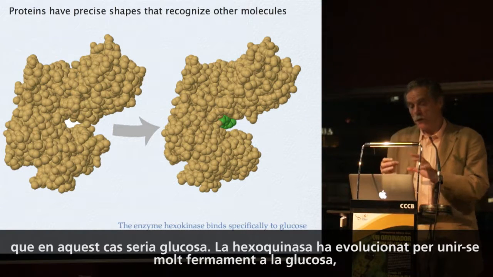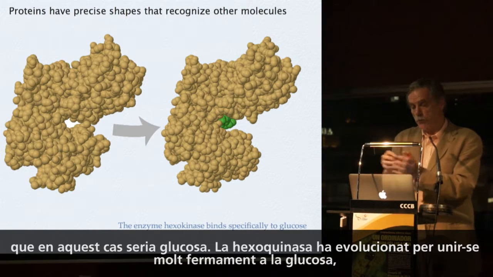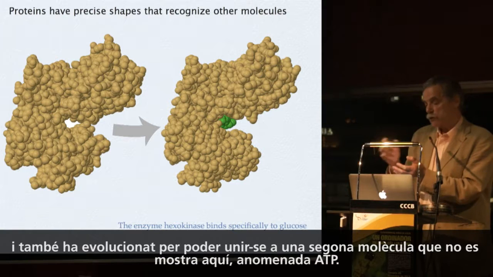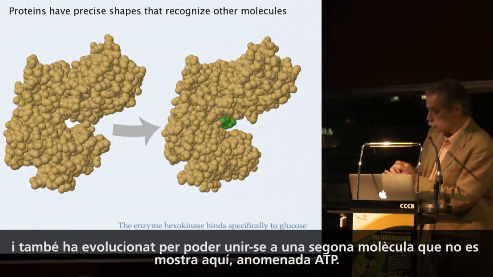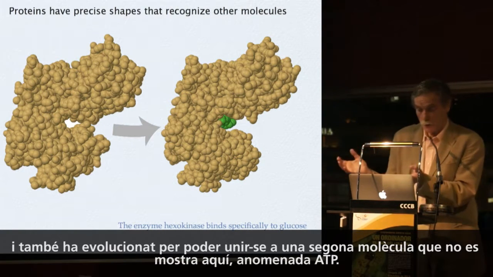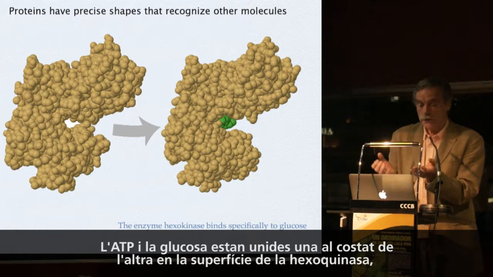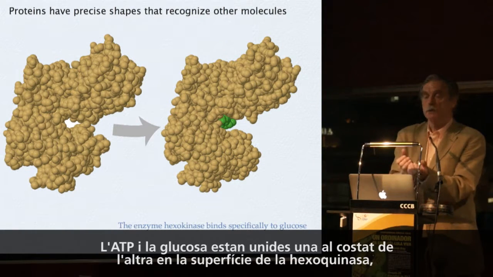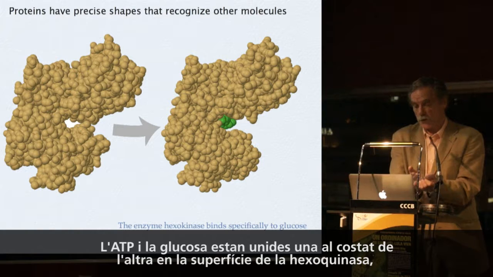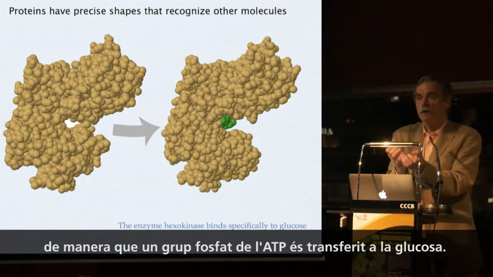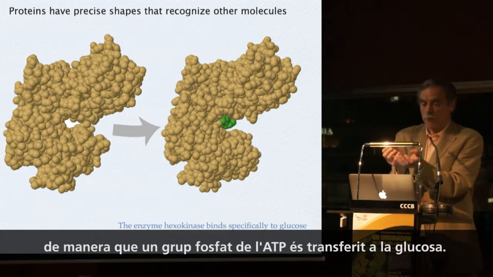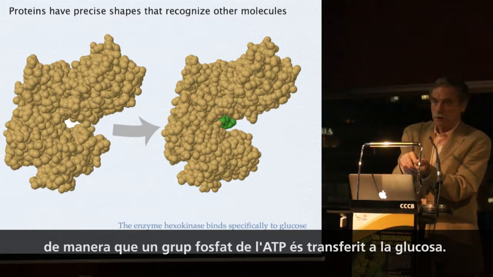And the hexokinase has evolved to bind glucose very tightly, and it's also evolved to bind a second molecule, which is not shown here, called ATP. The ATP and the glucose are bound next to each other on the surface of the hexokinase in such a way that a phosphate group from the ATP is transferred to the glucose.